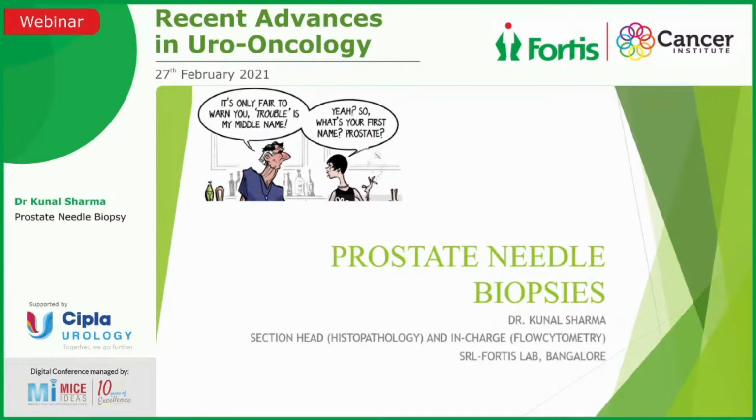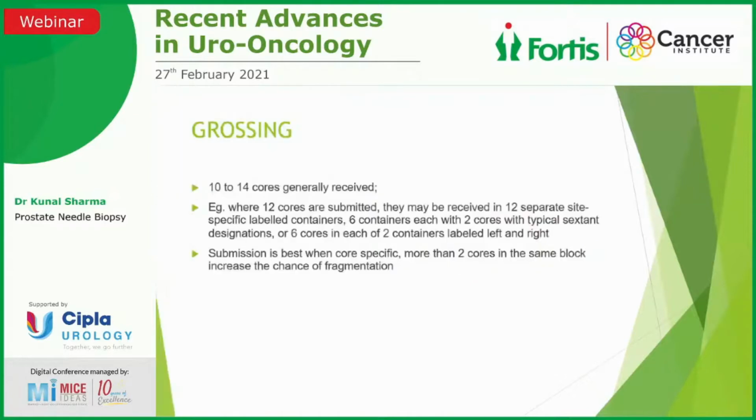So today we'll discuss the intricacies and the nitty-gritties that we look at while we are analyzing prostate needle core biopsies. Generally, when we gross prostatic core biopsies, what we get are 10 to 14 cores. In an ideal situation, we get about 12 cores, and they are generally either divided on a core basis with one core in each container or two cores per container. But in a relatively normal setting, we get about two boxes with 6 cores in each. That is one of the left side and the other of the right side.